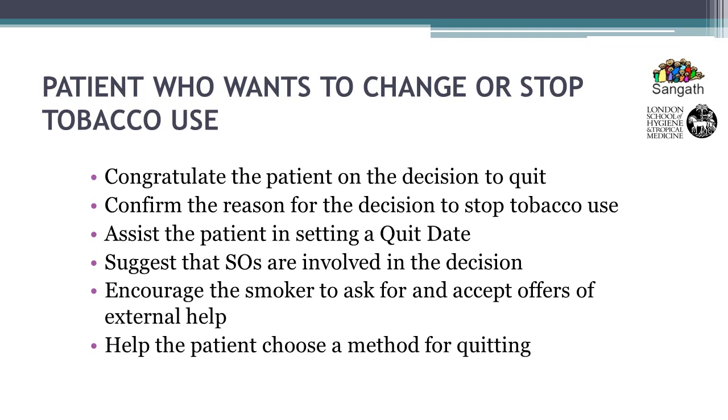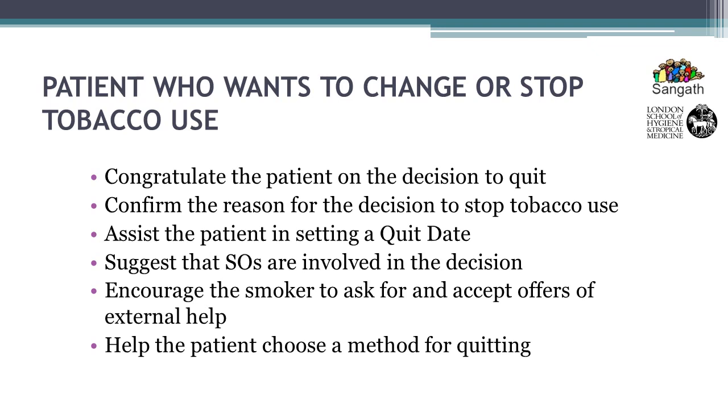Some patients might choose a date which holds some special significance, such as a religious occasion or a family member's birthday. Others might just pick a random date. It's helpful if the significant others are involved in the decision, just like in the treatment for alcohol problems. Encourage the smoker to ask for and accept offers of external help, like from family and friends.